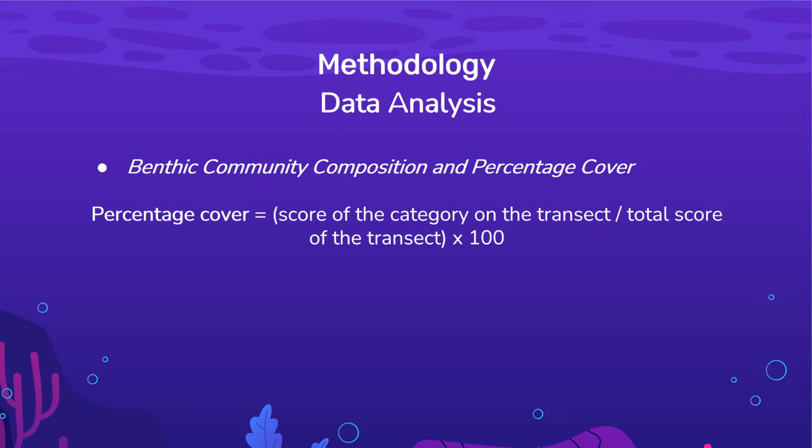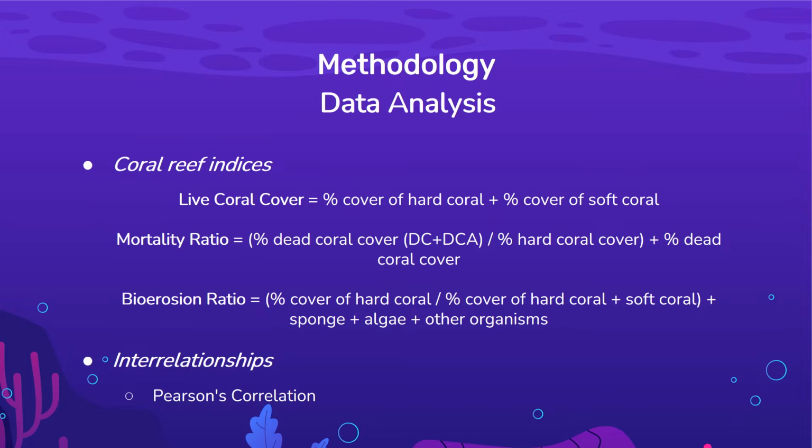For the data analysis, the composition and percentage cover of benthic community were calculated. Each score was initially tallied from the raw secondary data of the benthic community in Leyte Gulf according to their respective categories and IDs. The percentage of coral reef community cover was calculated using the formula shown. The percentage cover of benthic life forms was used in assessing the reef health indices of the benthic community in Leyte Gulf. The following reef health indices were calculated: live coral cover, mortality ratio, and bioerosion ratio. Furthermore, a linear regression test was carried out to demonstrate the relationship of mortality and bioerosion ratio with benthic life forms. A scatter plot was created to visualize each trend.